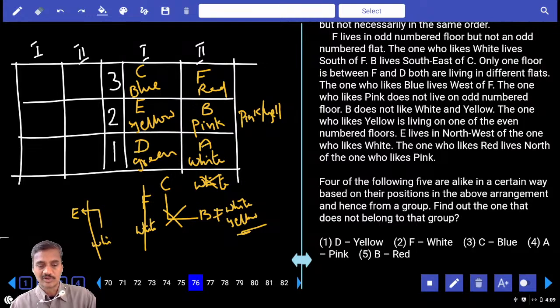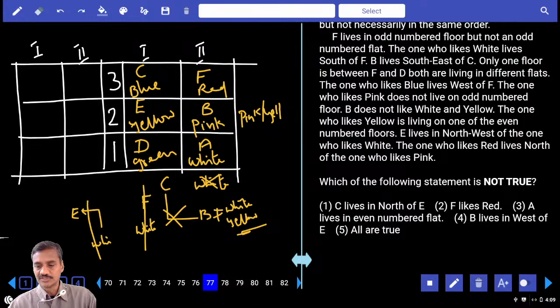Now D lives immediately below yellow. F and white are living in the same flat, and D and yellow are living in the same flat. C is blue, and A and pink are in different flats, and B and red are in different flats, isn't it? Hence here, except one choice, the remaining are living on consecutive floors.